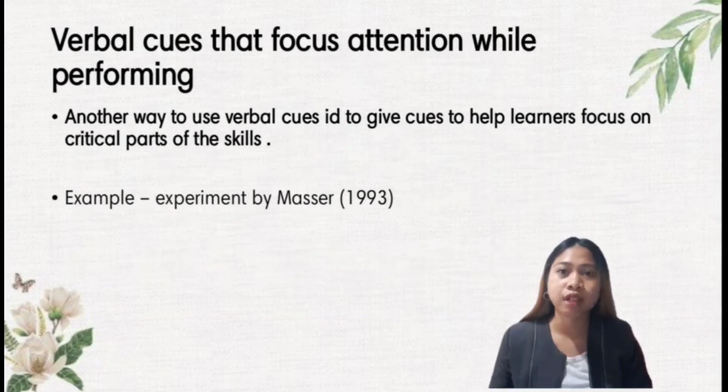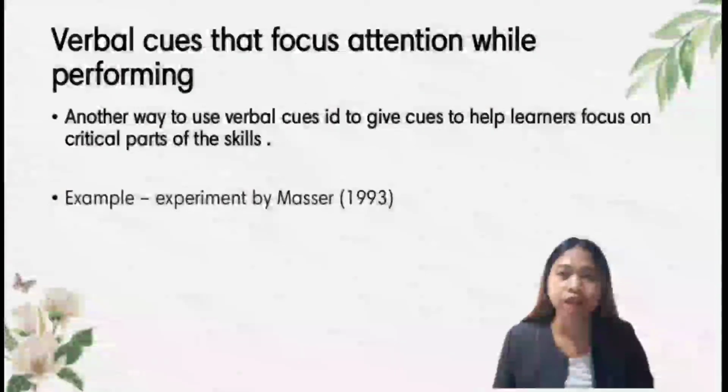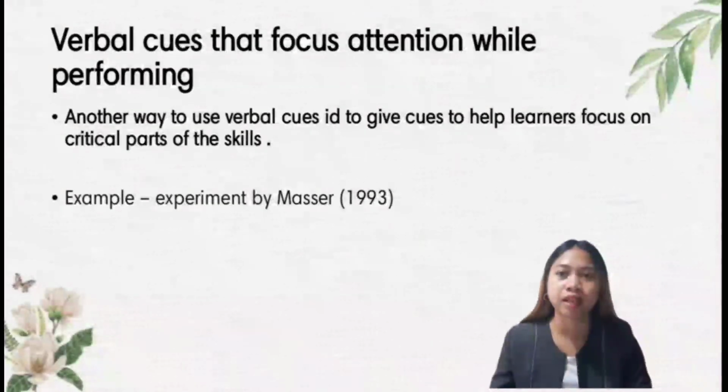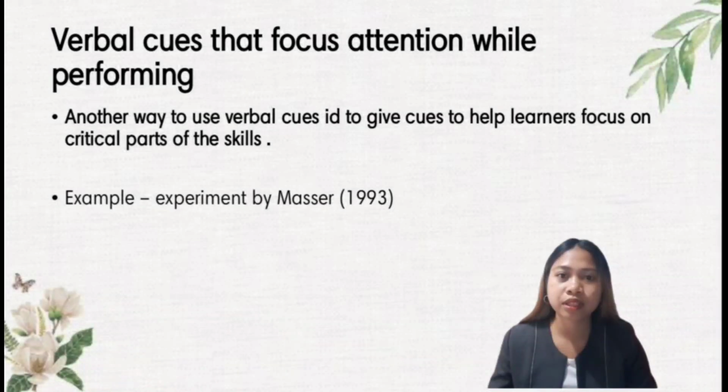Verbal cues that focus attention while performing. Another way to use verbal cues is to give cues to help learners focus on critical parts of the skills. For example, in an experiment by Master in 1993, first grade classes were taught to do headstands. In some classes, before students made each attempt to swing their legs up into the headstand, the instructor said, "Shoulders over your knuckles," to emphasize the body position critical to performing the skill.